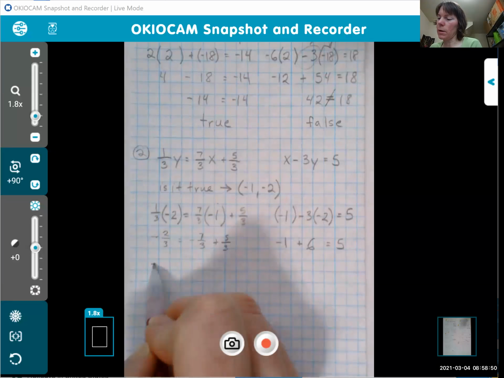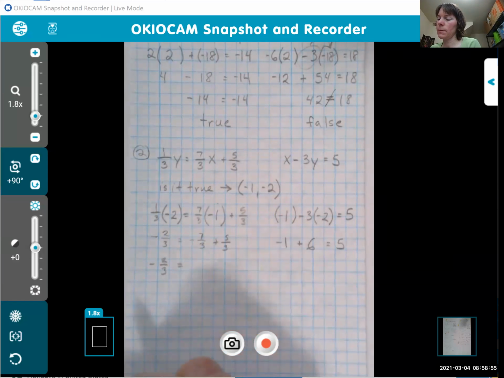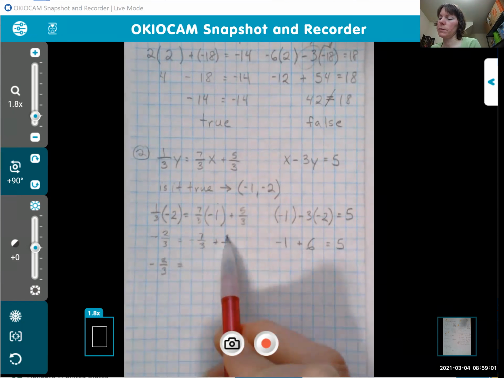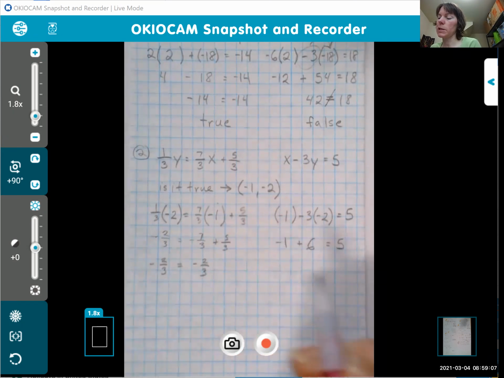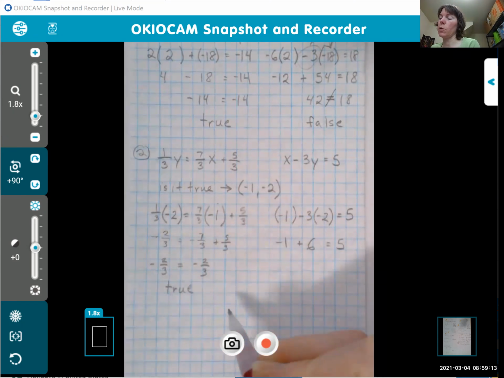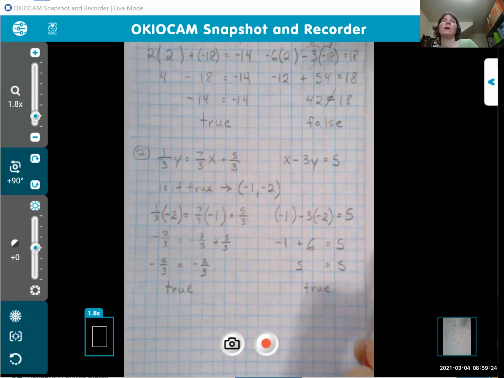So hopefully we've all brought down our -2/3 on this side and our equal sign. And the -7/3 plus 5/3 gets us a -2/3 here as well. And that statement then would be a true statement. In our other equation, we have a -1. We're adding 6, and that gets us a 5. And the other side was 5. So here we also have a true statement. So Jackson, Noah, and Taryn, what do you guys think that might mean? How do we interpret this result?